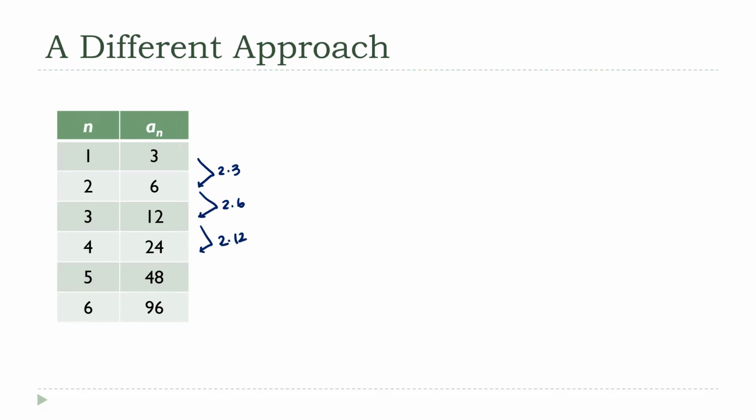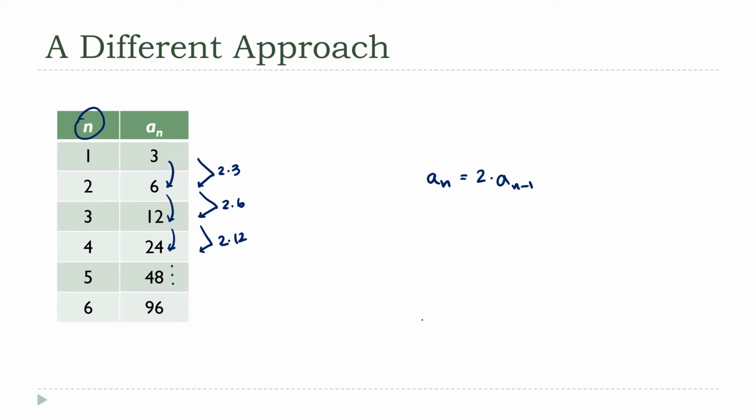So this suggests another way that we can define the terms of a sequence, where each term is defined not in terms of its place in the sequence, but instead in terms of the value of previous terms. So we can use this observation to define the nth term of this sequence as 2 times the n minus first term.